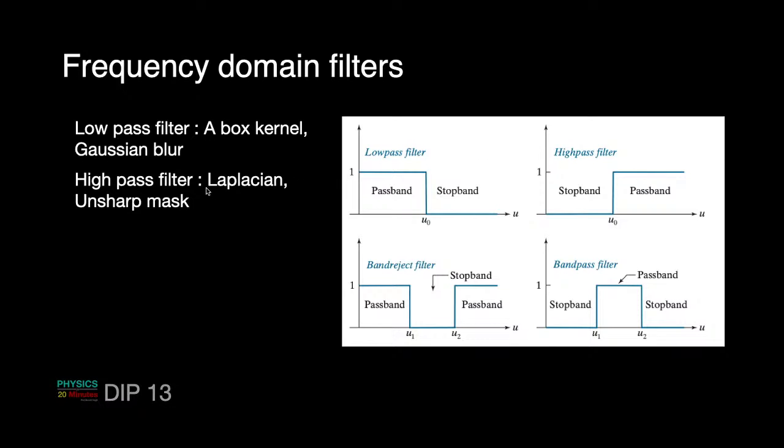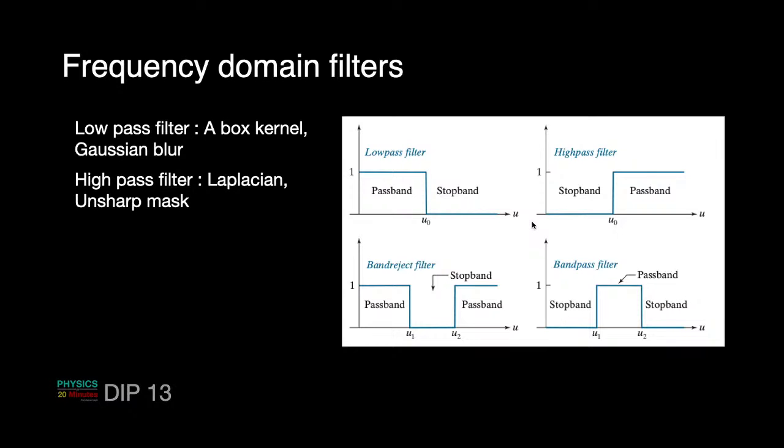A high pass filter, as we have seen, allows higher frequencies, finer details, through the image and suppresses the broad details. Examples of these filters we have learnt are Laplacian and unsharp masking, and of course gradient also, which I have not written here. So these are the examples of the high pass filter.